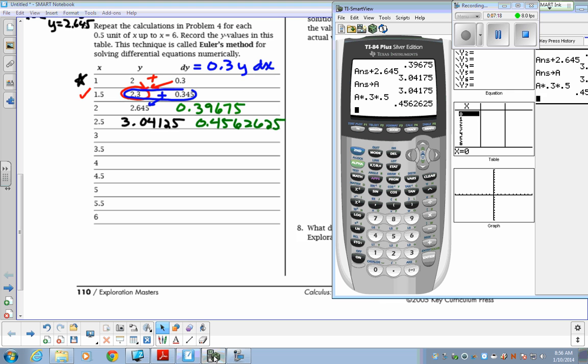And on my calculator, I'm going to take that and add it to the y value, which is stored in A. You can store it in y if that makes you feel better. And that's my new y value, 3.498. I'm going to store that back in A, and I'm just going to use A for my y value every single time. So what I want you to do right now is I'm going to write down all of the answers.